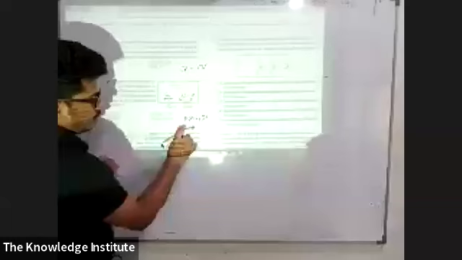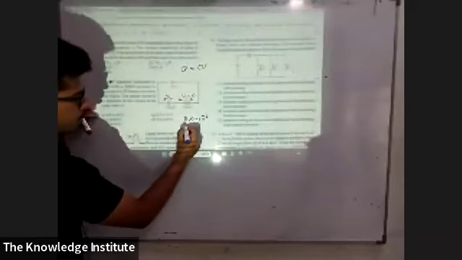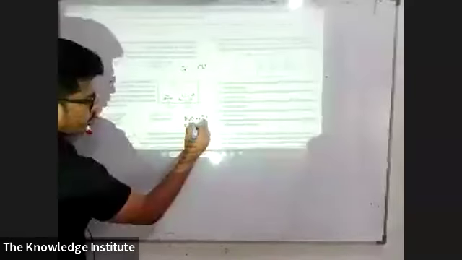So let's divide this. So we have 5 into 10 to the power minus 4. Here 5. Second one is the answer.